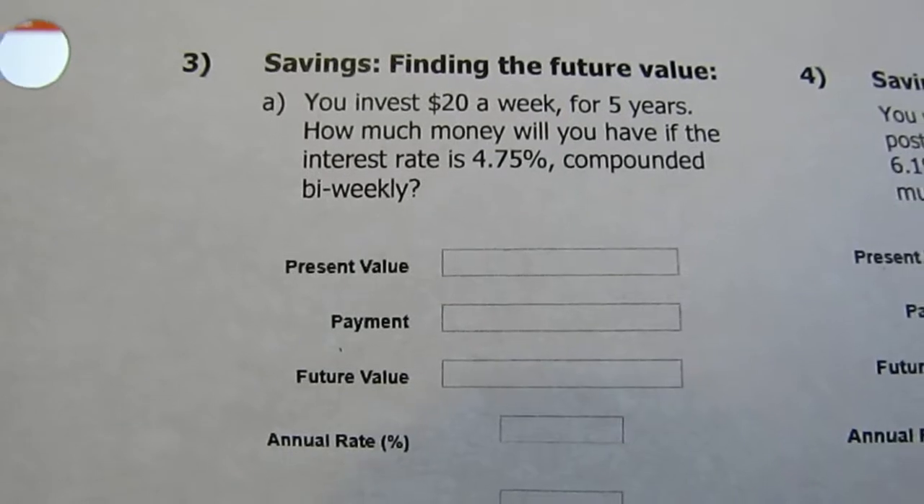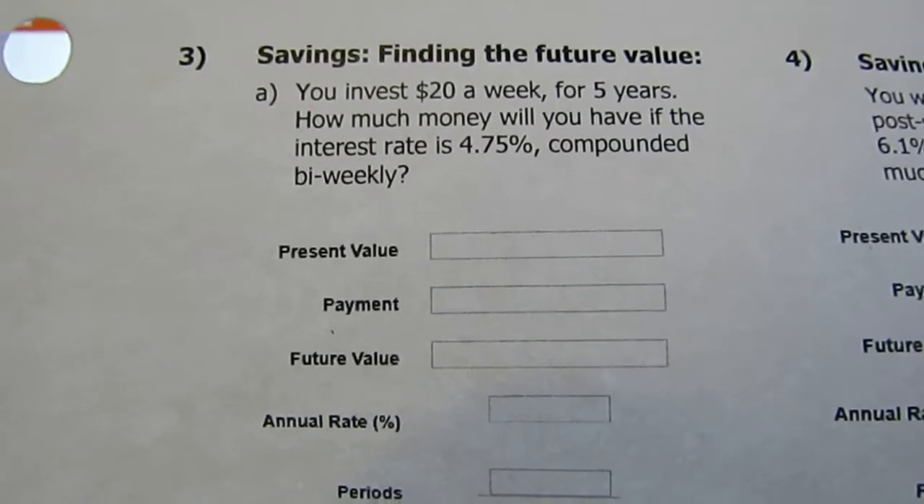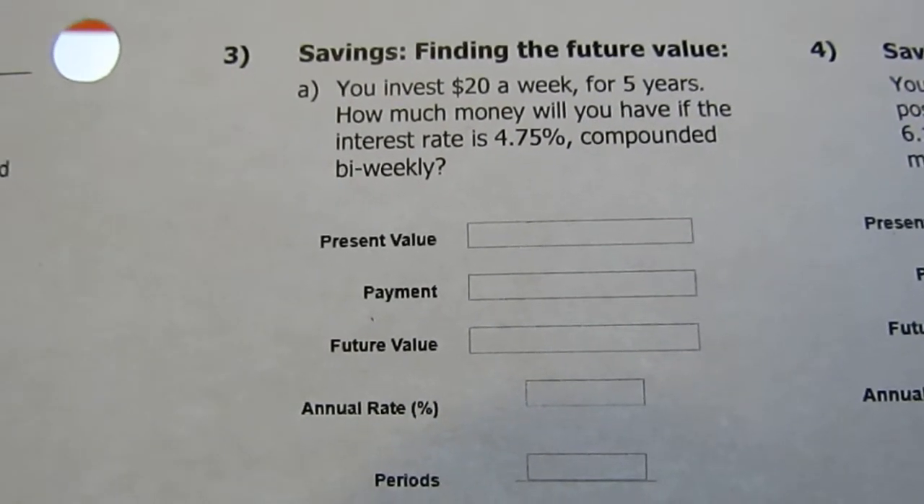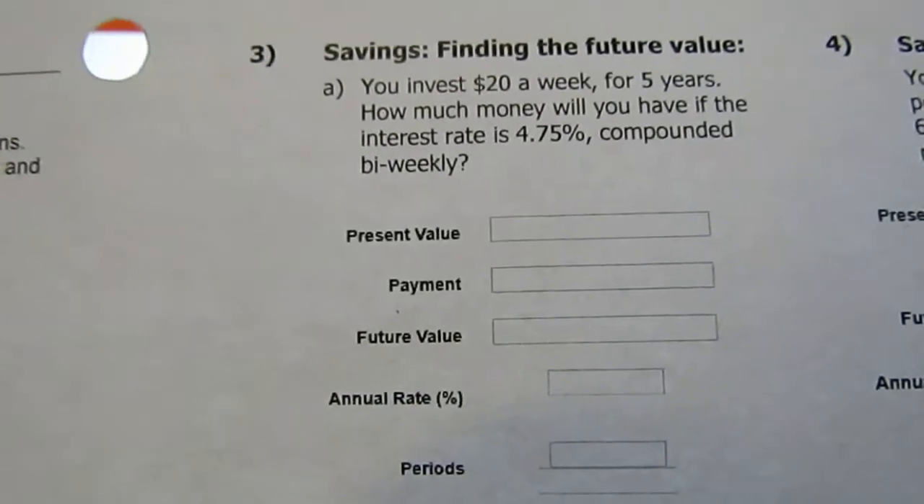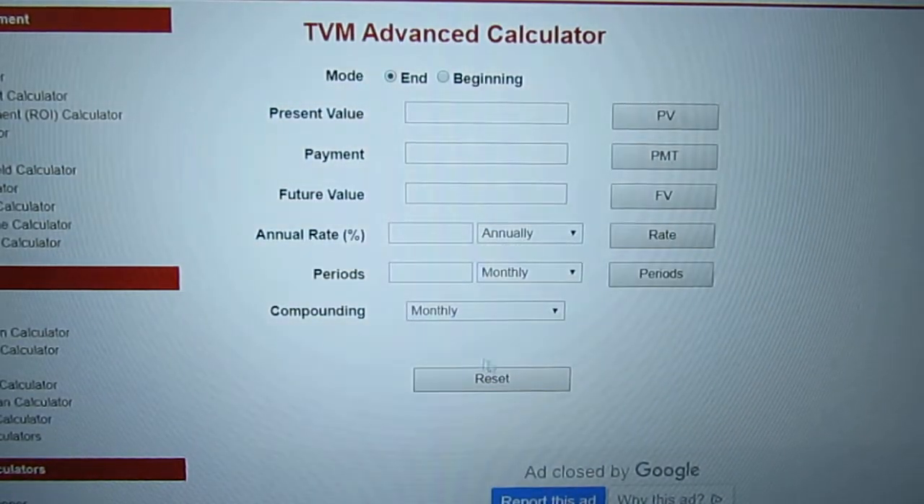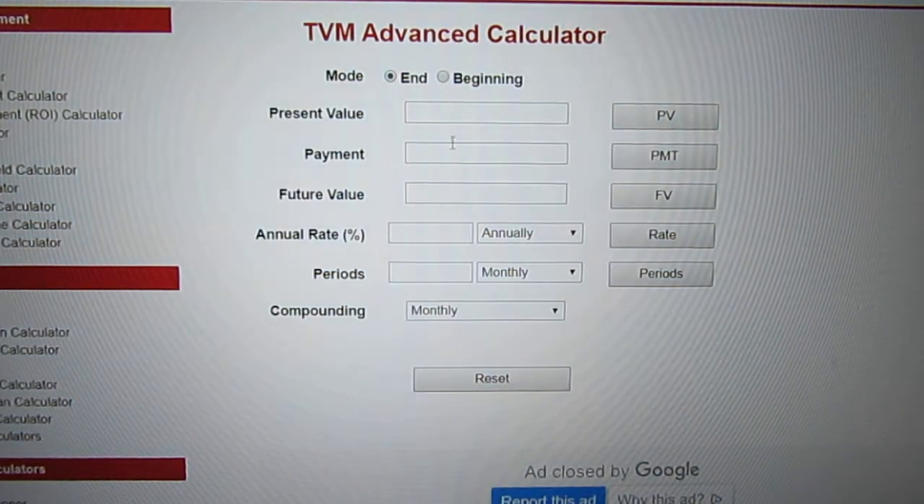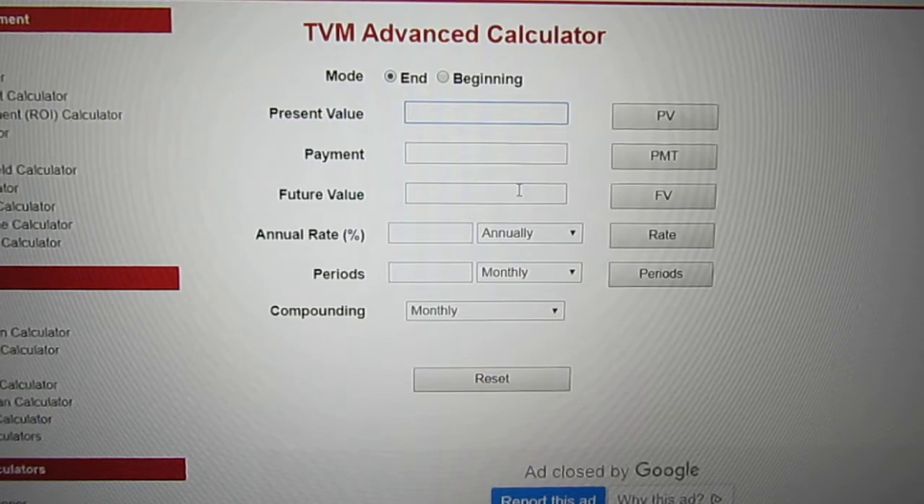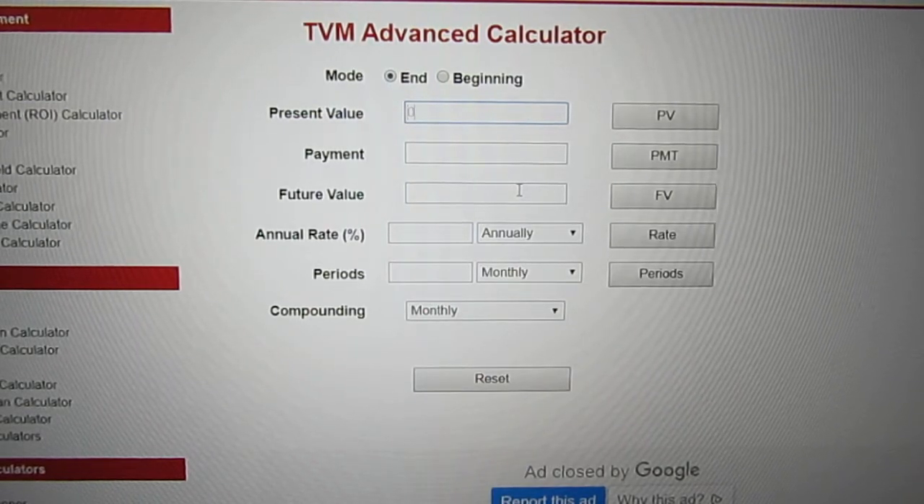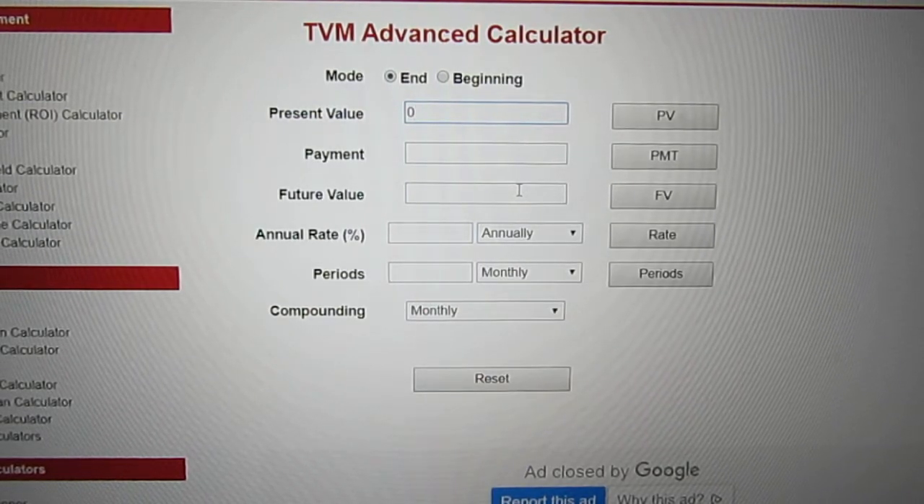So you invest $20 a week for 5 years. How much money will you have if the interest rate is 4.75% compounded biweekly? Okay, we're going to fill those values in, both online and on our sheet. So first things first, in the present value stuff, the present value was the loan. When you're saving for the future, how much money do you start with? Nothing. So when you're saving for the future, present value is 0.